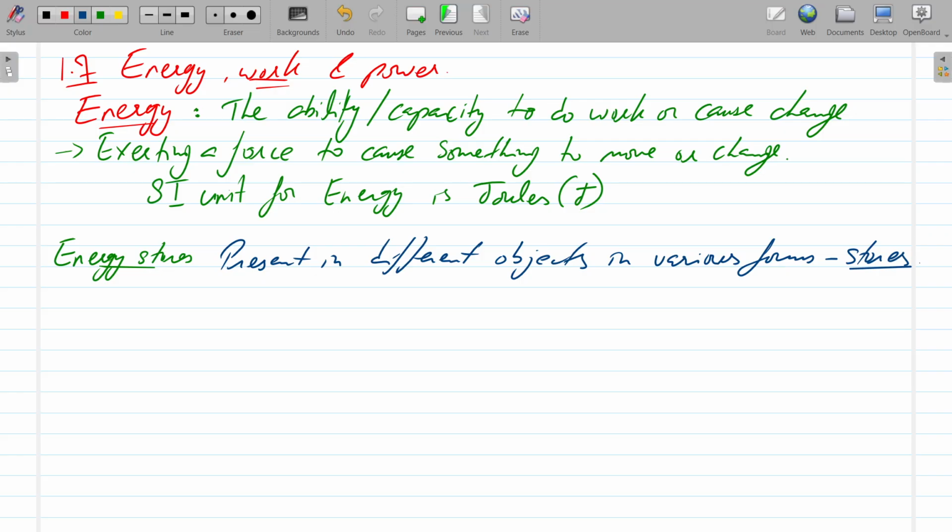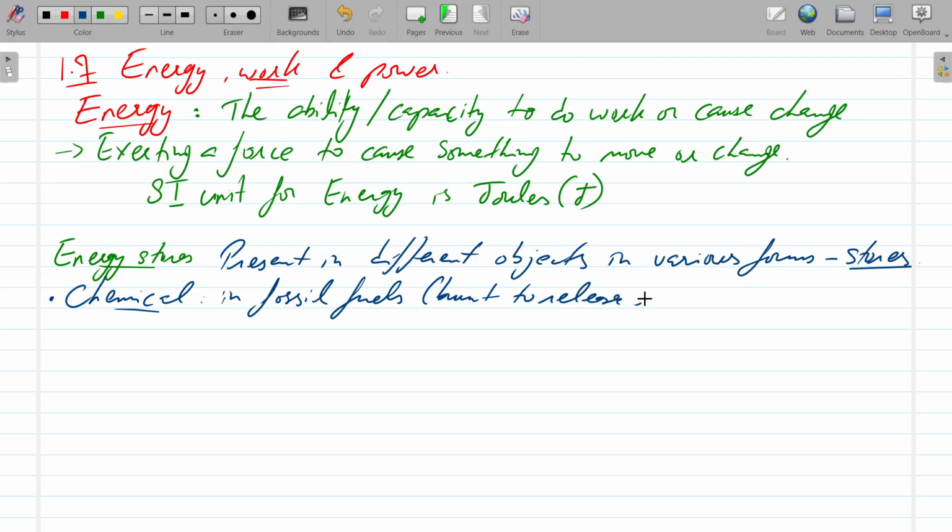And so the book goes on to give certain examples. So you've got chemical energy, and that's the kind of energy in fossil fuels, right? And so fossil fuels are burned to release that energy. It's also in food, and so foods are digested to release and utilize that energy.